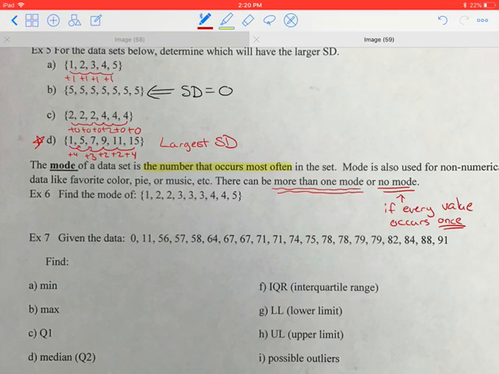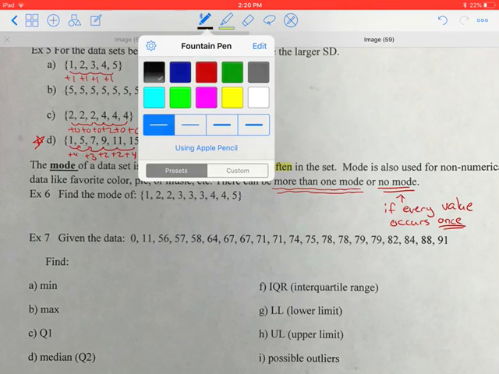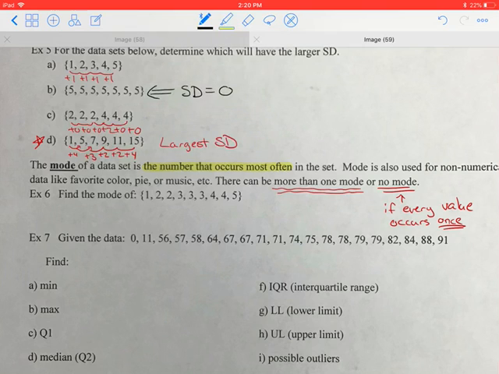So if we look at number 6, if we're trying to pick the one that happens the most often, it looks like it would be 3. 3 occurs 3 times. 2 and 4 each occur 2 times. So for this data set, the mode, or the most frequent, would just be 3.